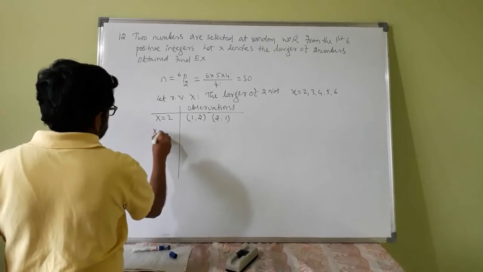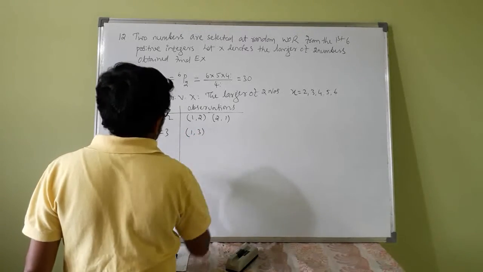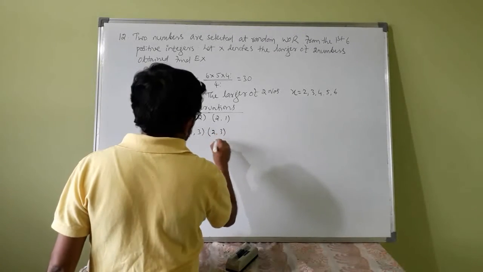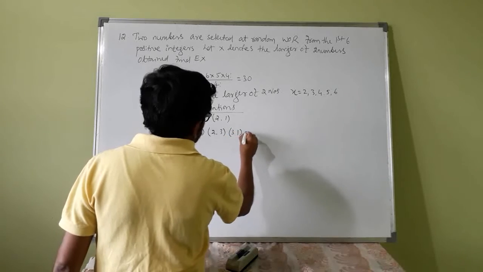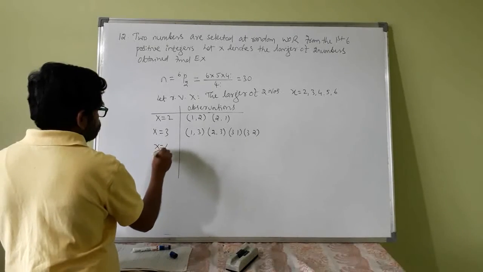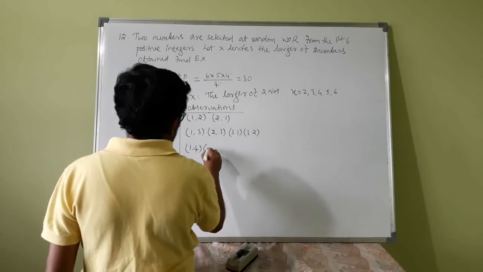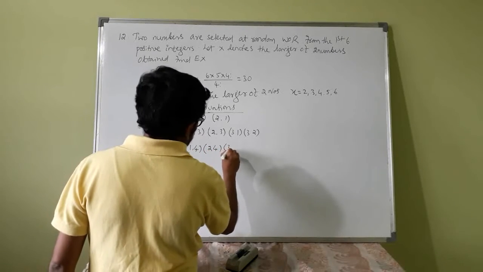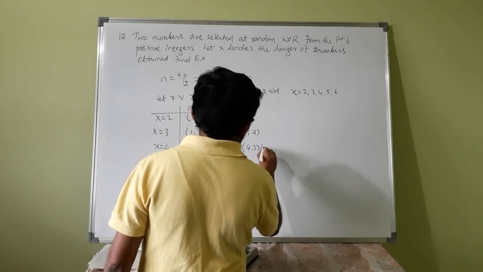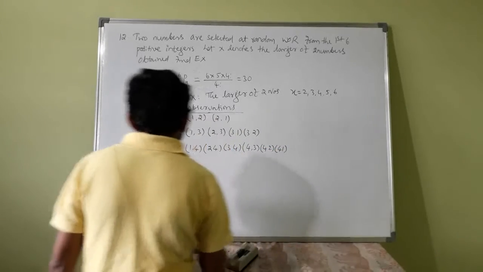So X is equal to 3. One may be 1, another may be 3. One may be 2, another may be 3, or the first one may be 3 and the second one may be 1, like this. X is equal to 4. So 1, 4, 2, 4, 3, 4, 4, 3, 4, 2 and 4, 1.